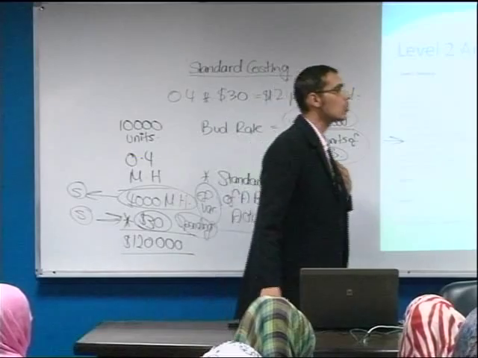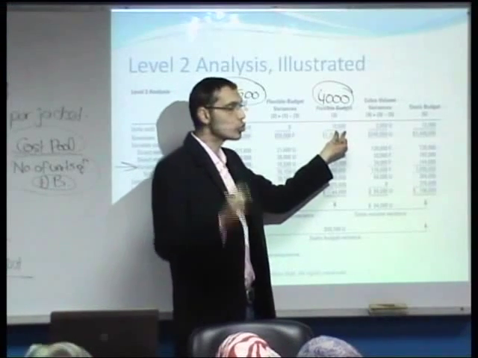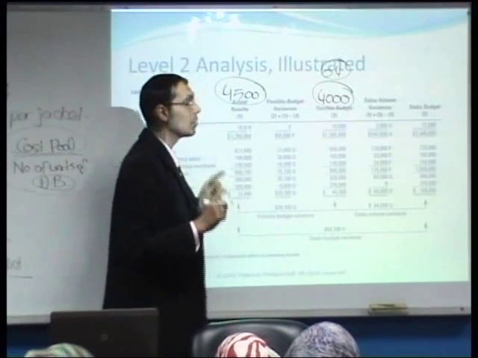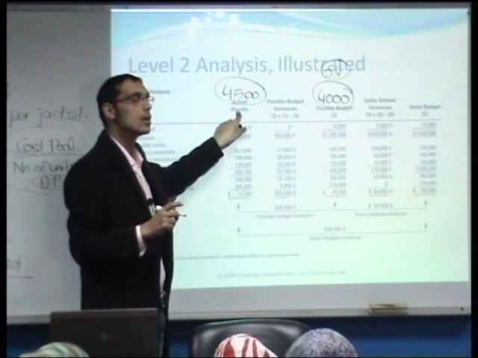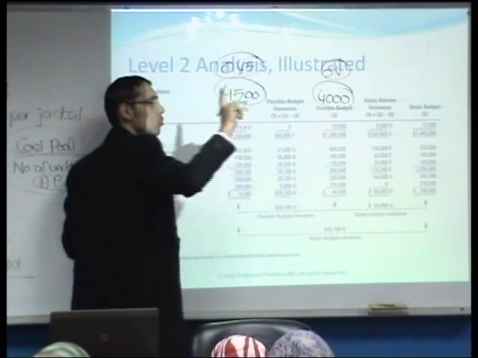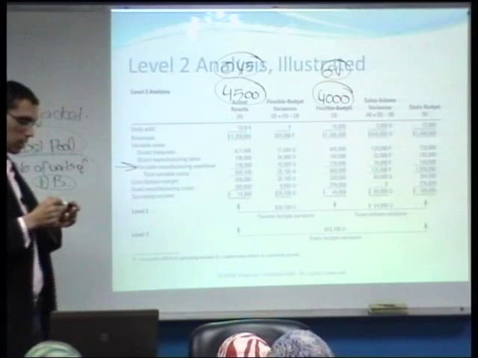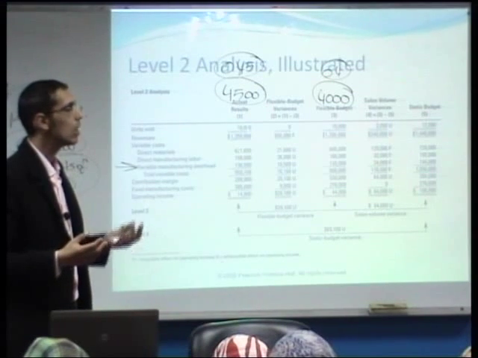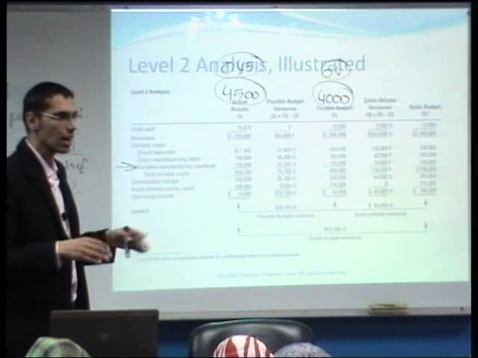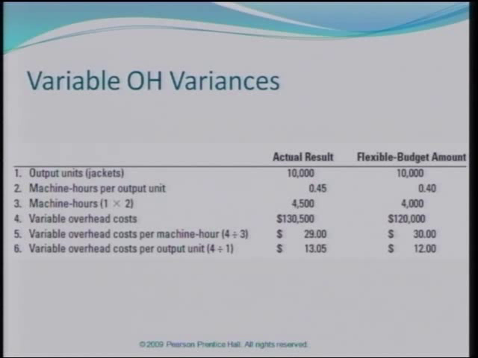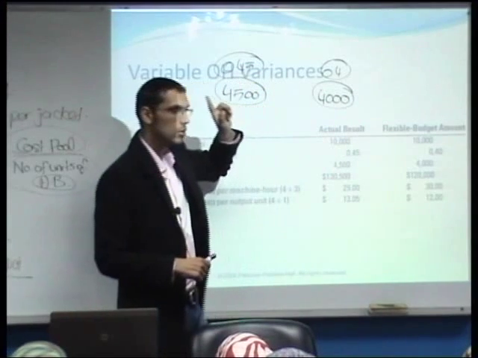Of course, according to our standard, each unit should use 0.4 machine hour. But according to our actual results, we used 0.45 machine hours to produce 1 unit. So, what do you think are the reasons for using more machine hours? We need now to analyze. Of course, as we can see here, these are the actual amounts and the flexible budget amounts. Both are according to 10,000 units.